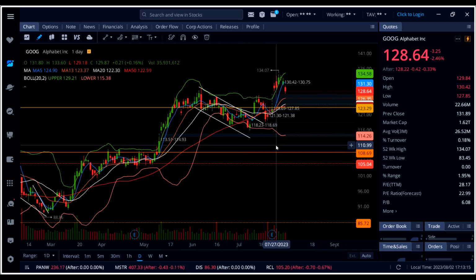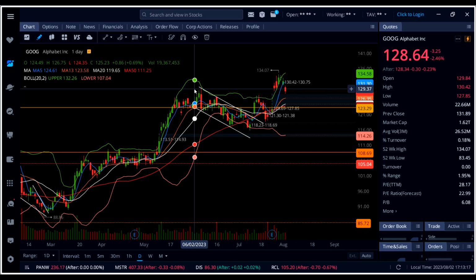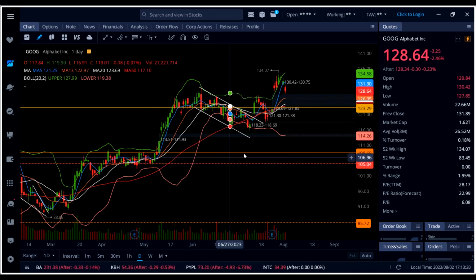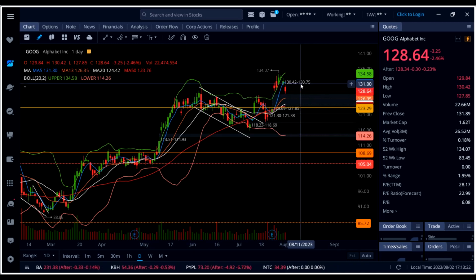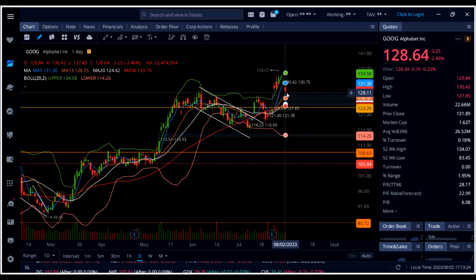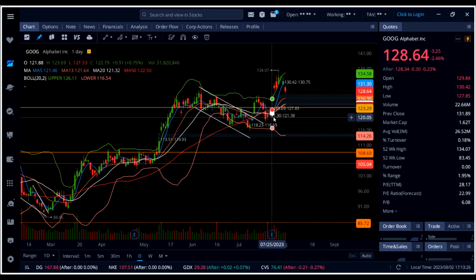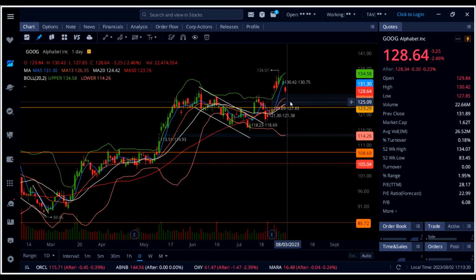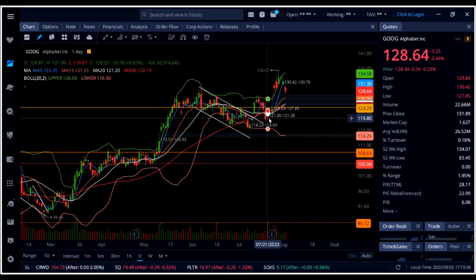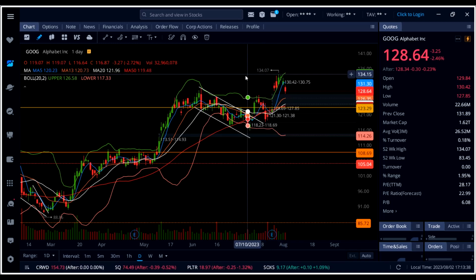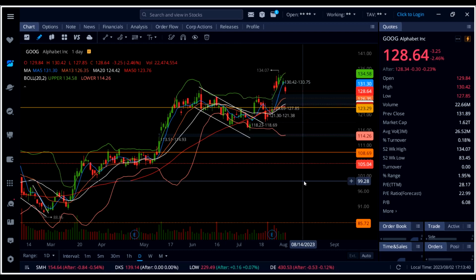But to the upside, now Google needs to break 129 to 130. And then we also have a gap up here, 130.75. We also have resistance around that level because we have blue line 5 SMA sitting at 131.30. Above 131.30, then it's out of the woods, and we're going to see continuation to the upside all the way up to 134 and possibly even higher.